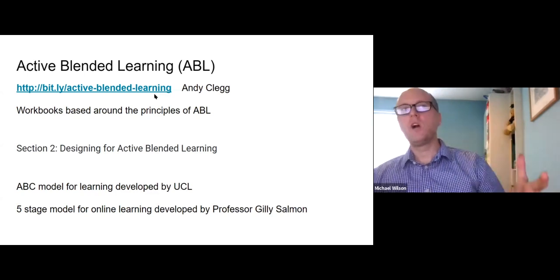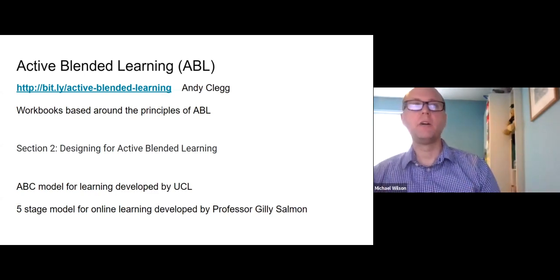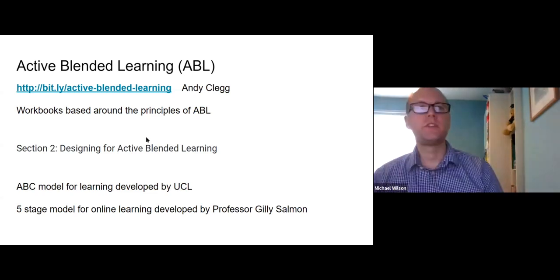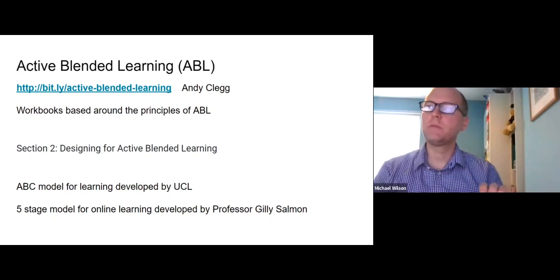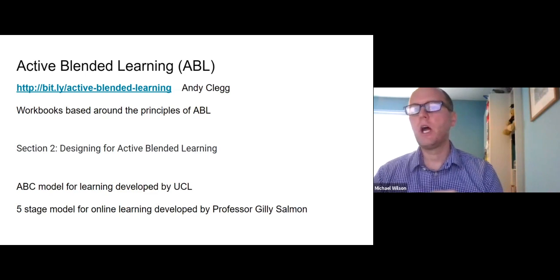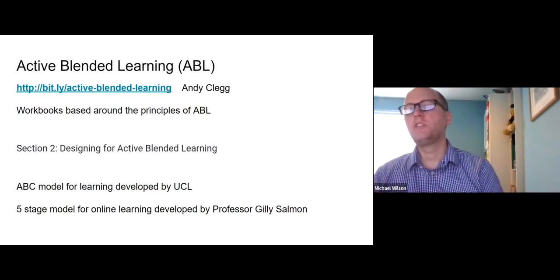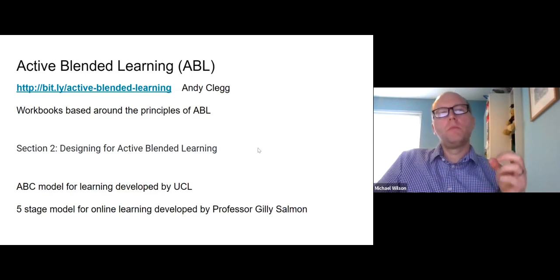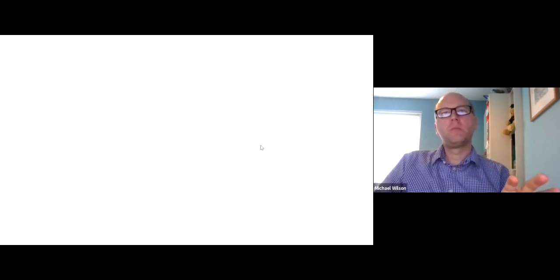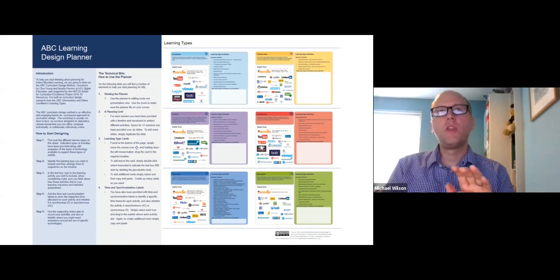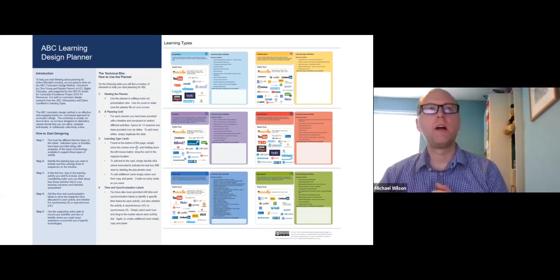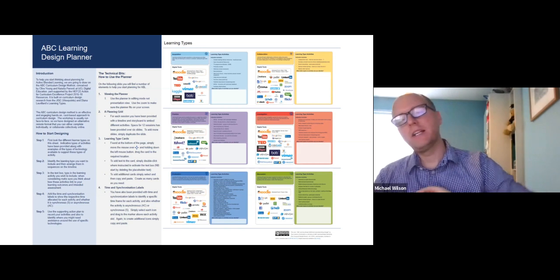It contains a number of workbooks based on the principles of ABL, and one that's particularly relevant to this session is Section 2, Designing for Active Blended Learning. It's based on the proven principles of the ABC model for learning developed by UCL, and the 5 stages model for online learning development produced by Professor Gilly Salmon. I'll briefly cover some of the tools that are covered on that module, so you can get an idea of how it fits together. So Andy lays it out very nicely.